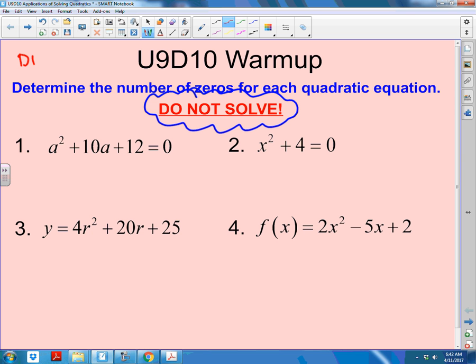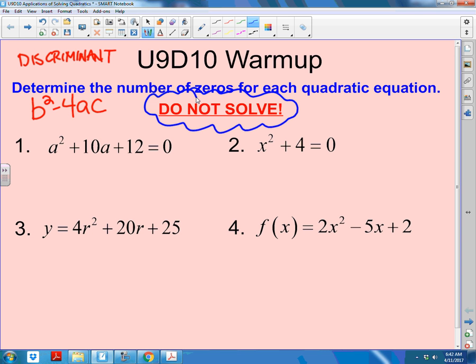Remember that your discriminant, which is what we learned about on Friday, is the part of the quadratic formula that is under the radical. It's under the square root sign. And that would be b squared minus 4 times a times c. And the value of that will determine how many solutions we have.